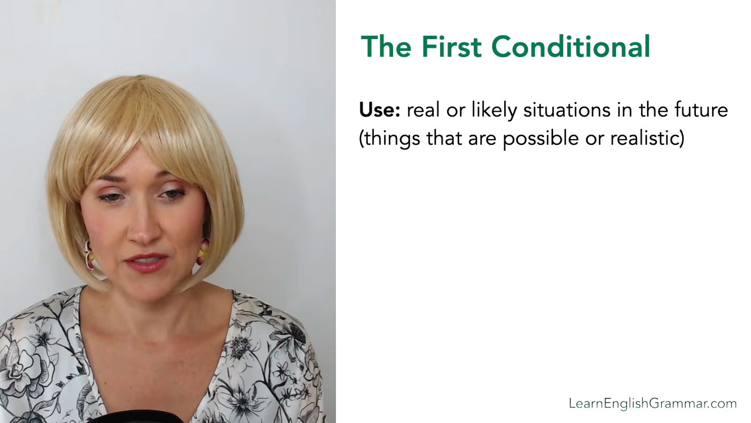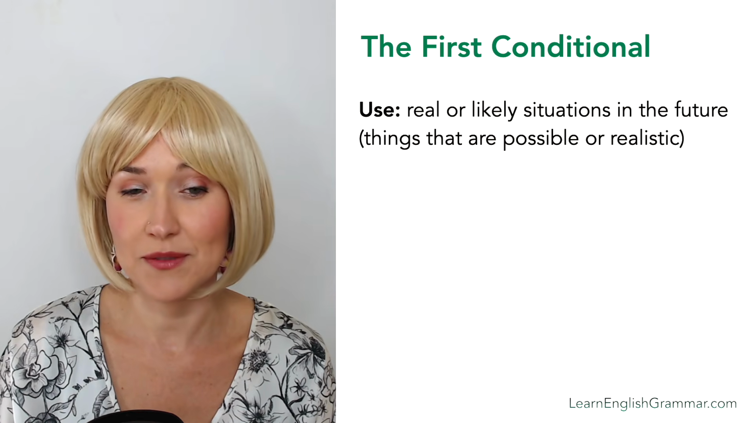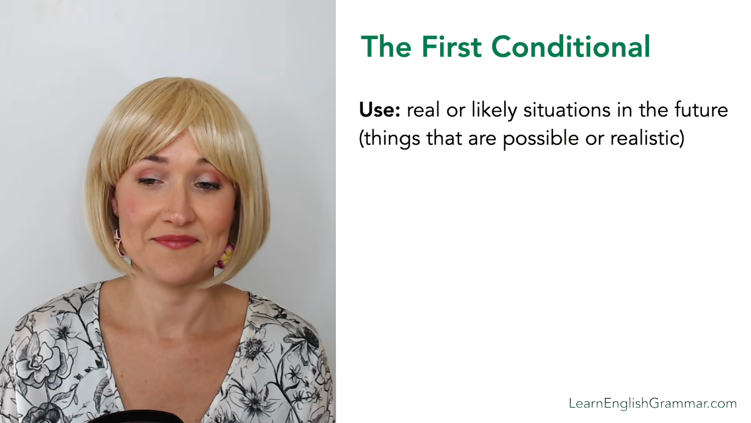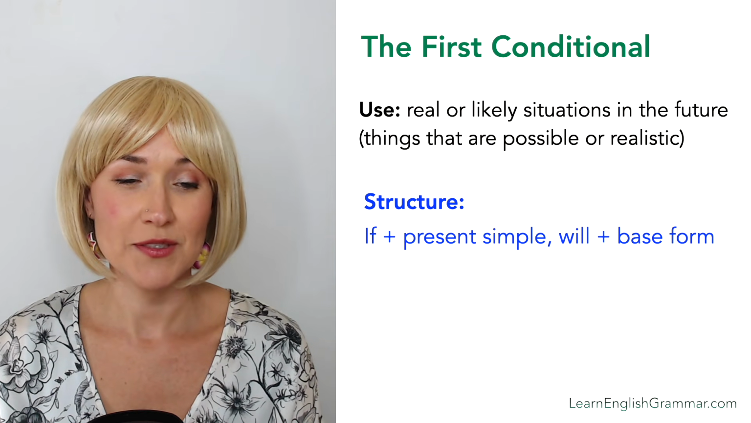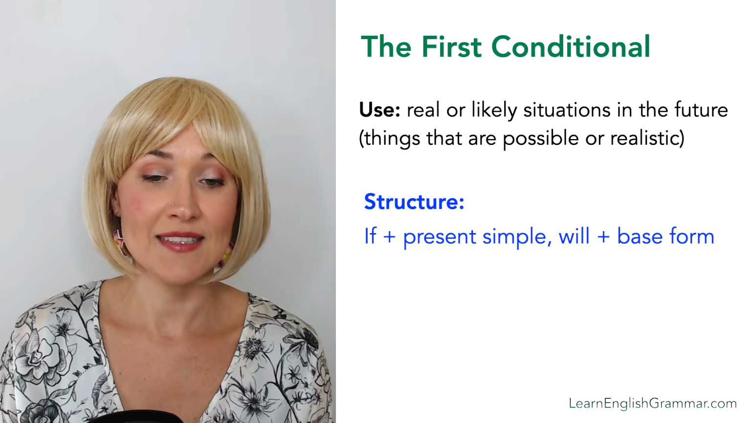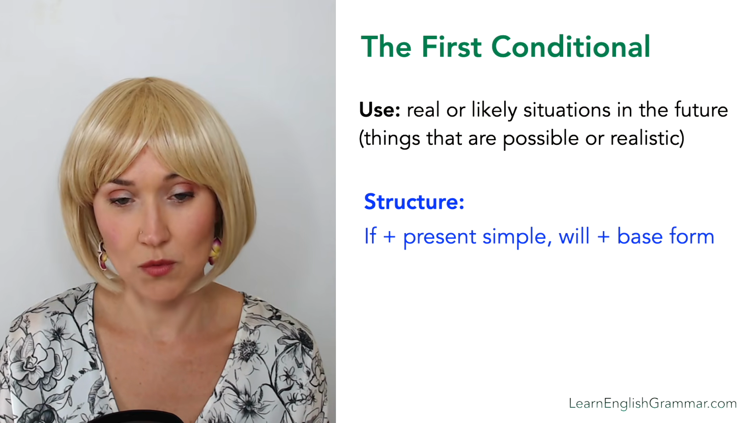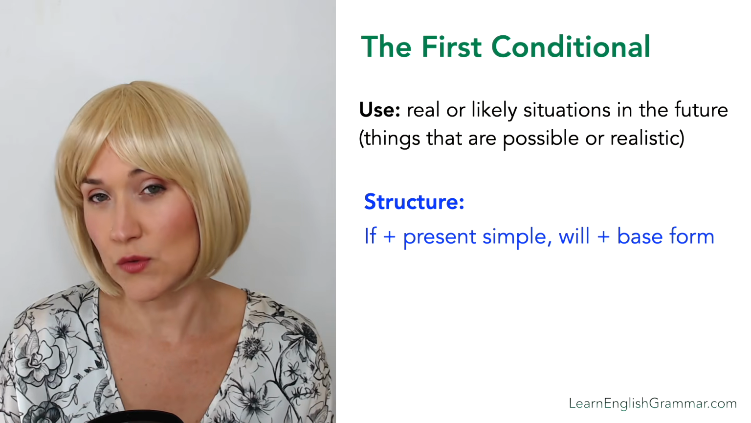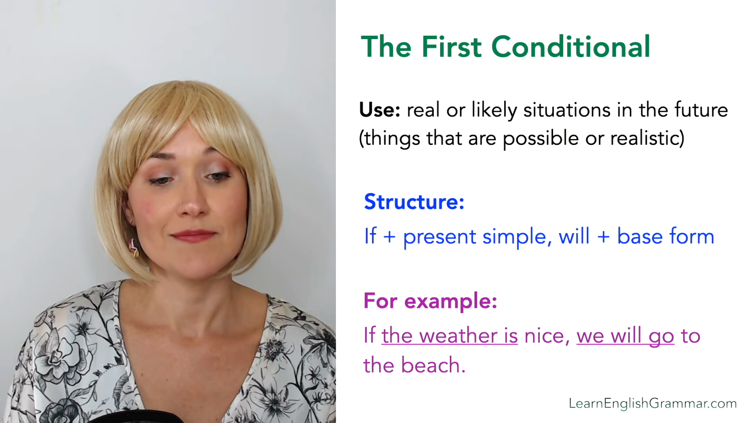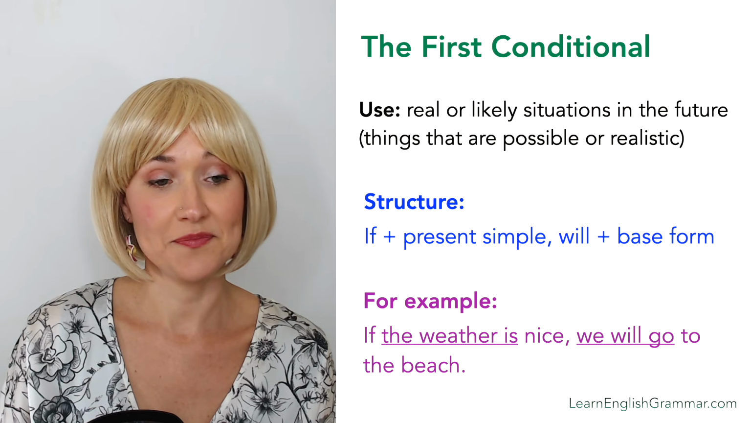Now we use the first conditional for real or likely situations in the future. Things that are possible or realistic. Here we have the structure. We use if plus the present simple, and then in the main clause we use will plus the base form. So that's the infinitive without to. For example, if the weather is nice, we will go to the beach.